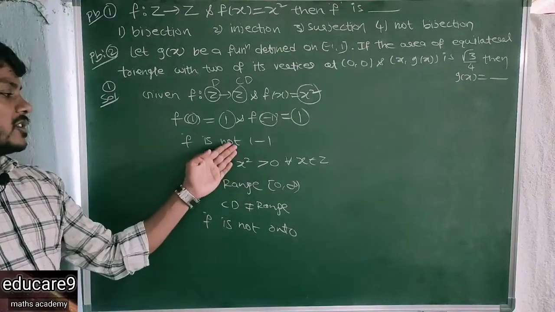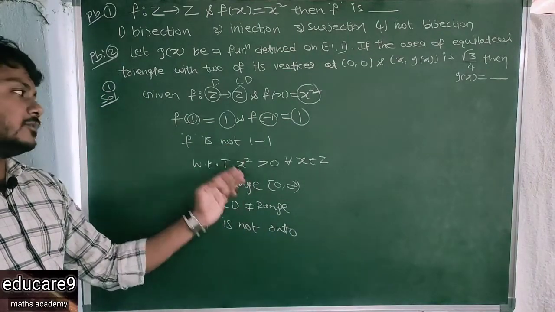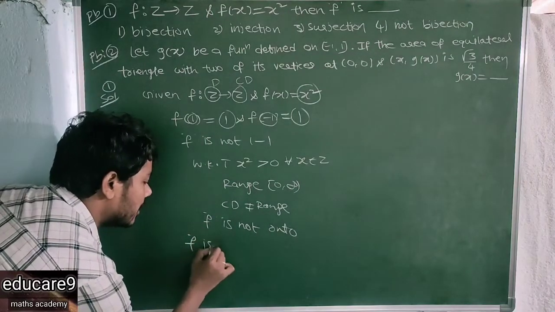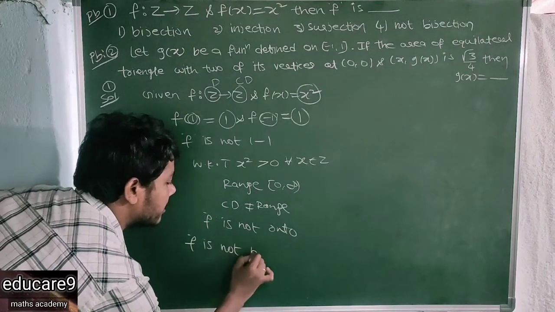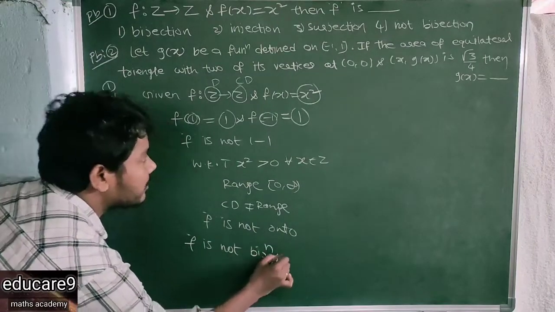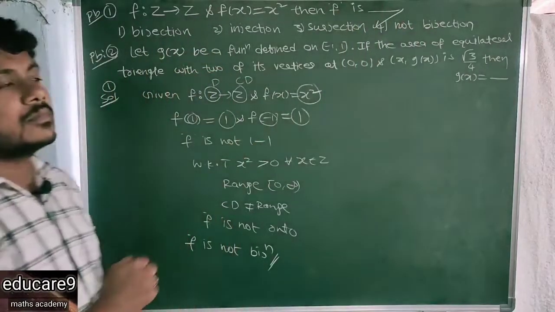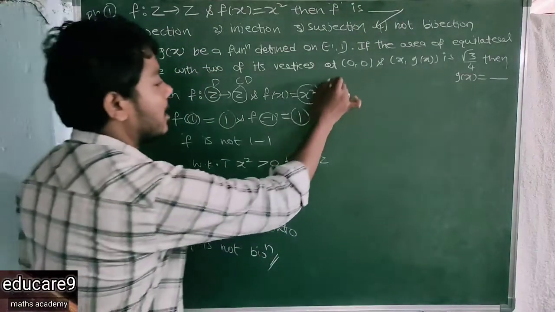See here, f is not 1-1, f is not onto. So from this we can say that f is not a bijection. See here, fourth option. Next question.